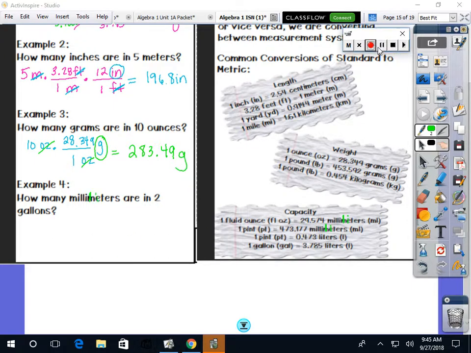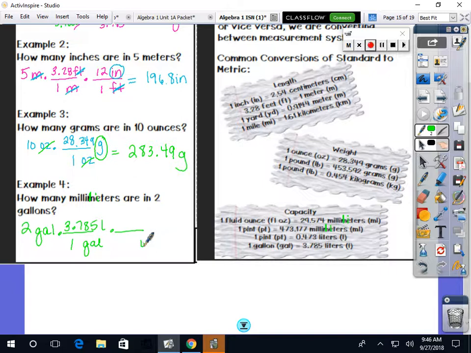Start your conversion chain with, right, 2 gallons. And we want to know how many milliliters that is. So gallons is in the top, so now it goes in the bottom. And do you know anything about gallons straight to milliliters? No. What do they tell us about gallons over here? 1 gallon equals 3.785 liters. And so now liters goes in the bottom.